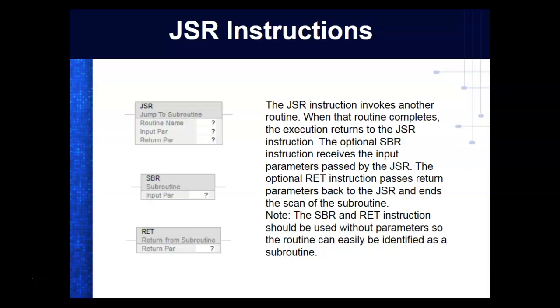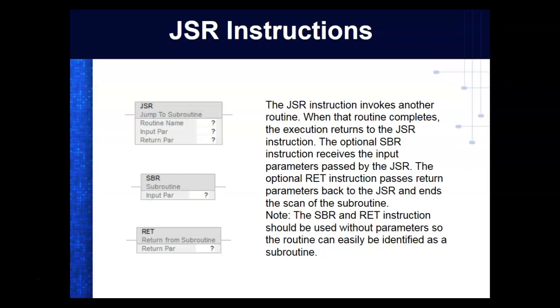So here's our instruction. This is JSR, jump subroutine. The jump to subroutine instruction invokes another routine. And when the routine completes, the execution returns to the JSR instruction and then continues on from there. The optional SBR instruction receives input parameters passed by the JSR. The optional return instruction passes parameters from the subroutine back into the JSR instruction that started it off.